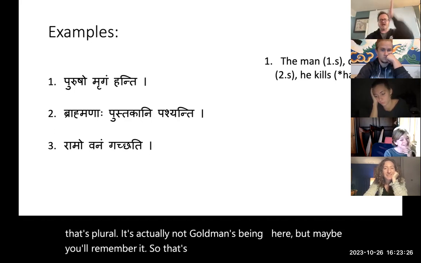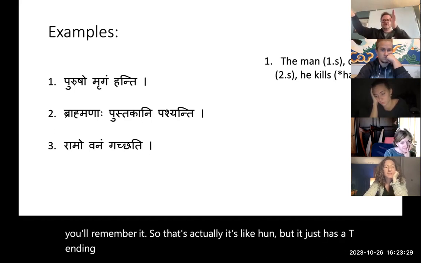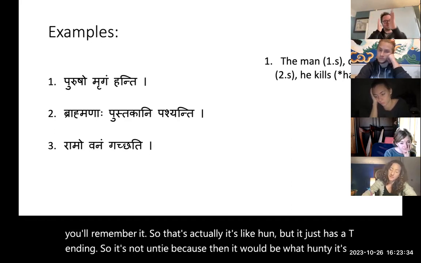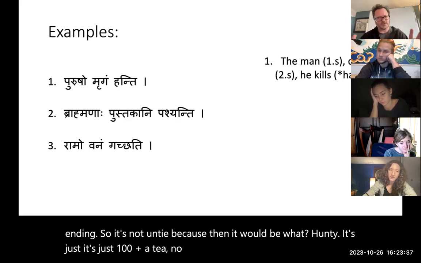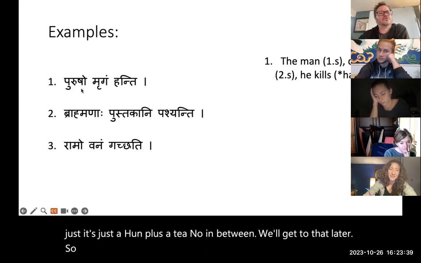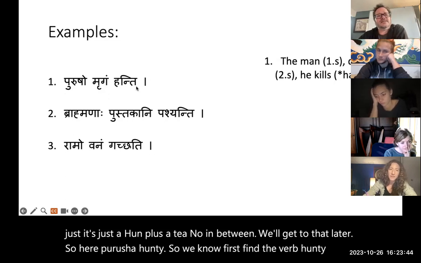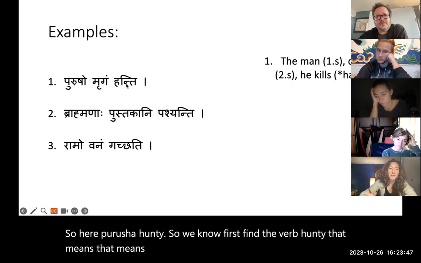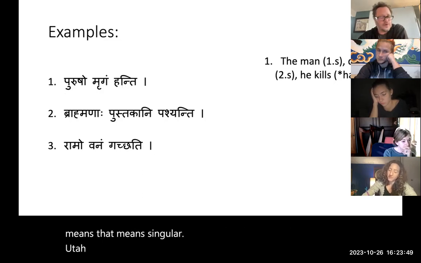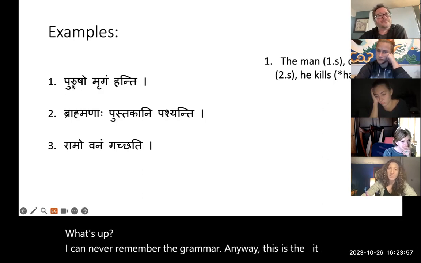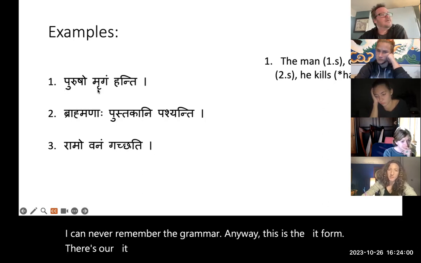So that's actually, it's like hun, but it just has a T ending. So it's not unti, because then it would be what? Hananti. It's just a hun plus a T. No in between. We'll get to that later. So here, Purusha, hanti. So we know, first find the verb. Hanti. That means singular uttama form. The hanti form. I can never remember the grammar. Anyway, this is the he, she, it form. There's our he, she, it, Purusha. Mriga is in the accusative, so the deer.